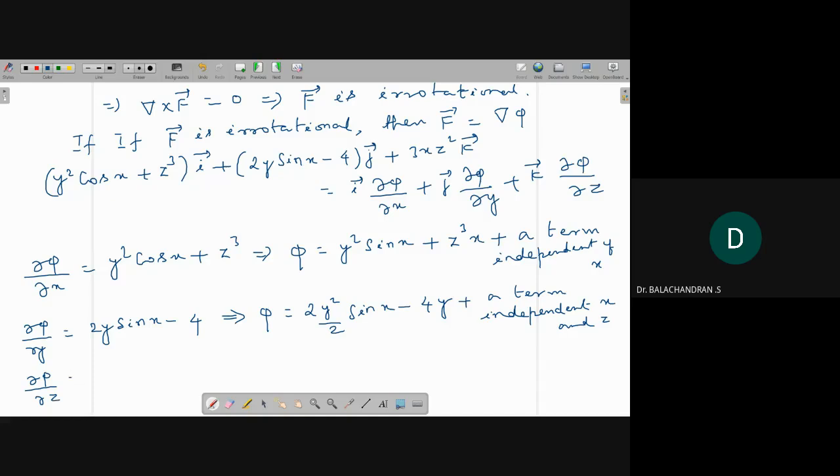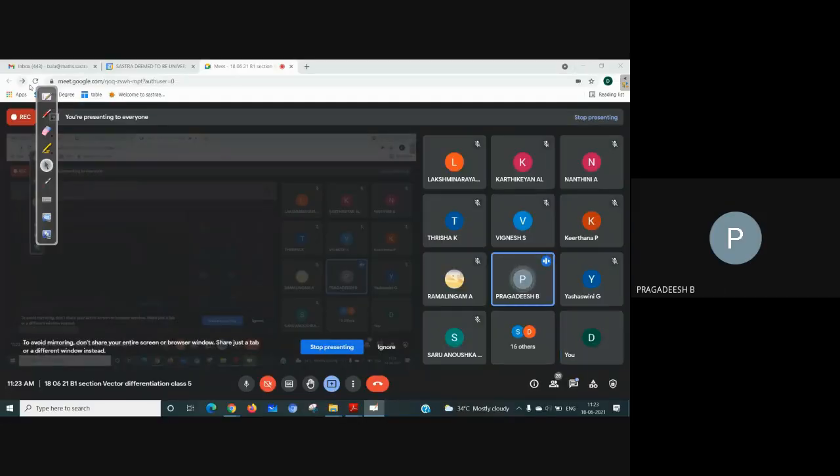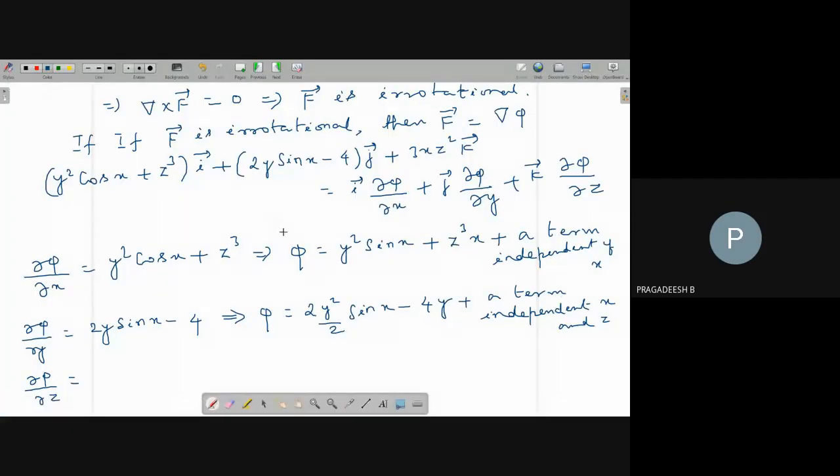Dou phi by dou z. Sir, it's a term independent of y now, because it's a function of x and z. A term independent of y. Dou phi by dou z is what? 3x z square.